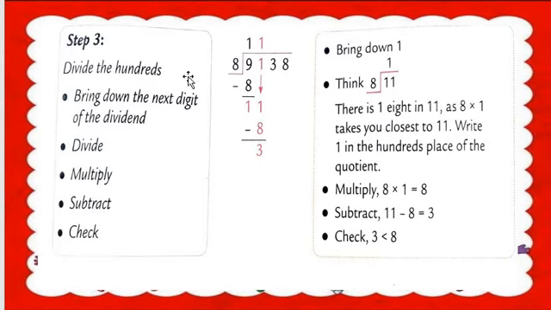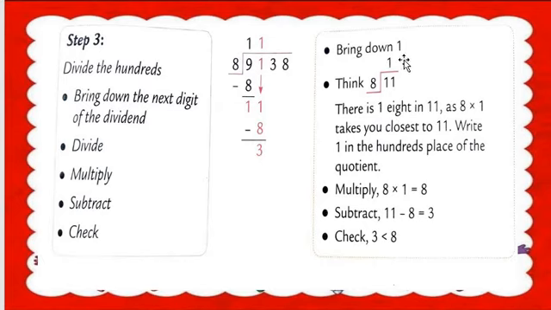Okay, so now let's check here. We do step number 3: divide the hundreds. Bring down means put down that number. Bring down the next digit of the dividend. Then after divide, multiply, subtract, and check. Okay, so how can we do this, all students, and how is it possible?